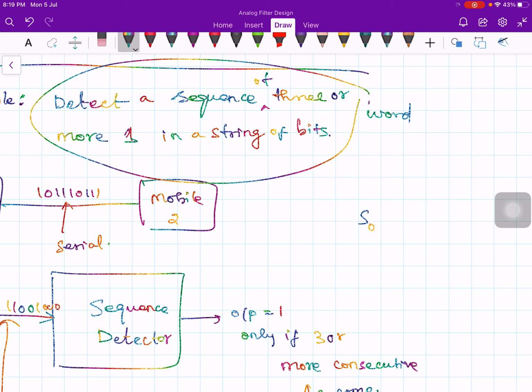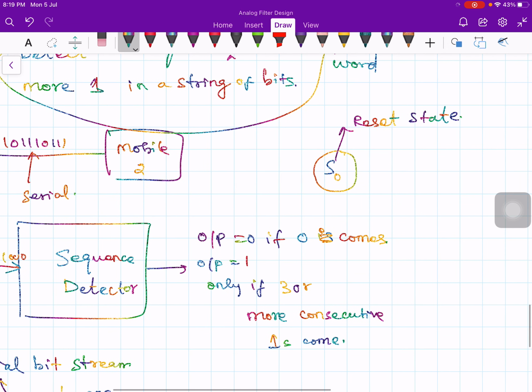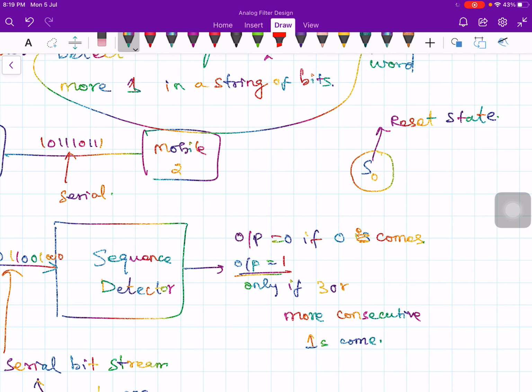Now if 0 is coming, my output will be 0. The state diagram is derived by starting with the state S0. This S0 is called a reset state. Now if the input is 0, then my output will be 0. Look at the sequence detector. Output is 1 only if 3 or more consecutive ones. But if the input is 0, then output will be 0. Therefore I will write down the output 0 here like this.